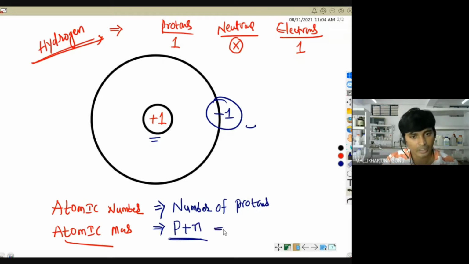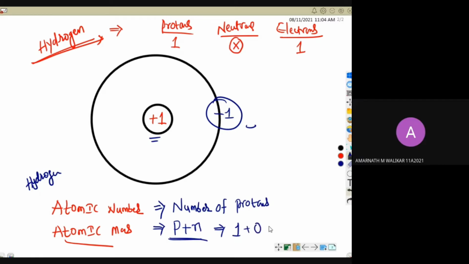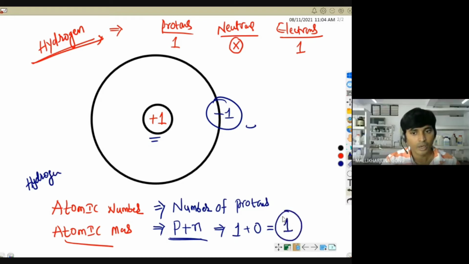Yes, Amarnath, how many protons are there in this hydrogen case? 1, sir. 1 proton. So how many neutrons are there? Sir, no neutrons. So what is the atomic mass? 1, sir. Okay. So what is the atomic mass of hydrogen? 1. What is the atomic number of hydrogen? It is 1. Okay, this is how you should calculate the atomic mass and atomic number. Then we will see another element, for example, let me take the example of nitrogen.